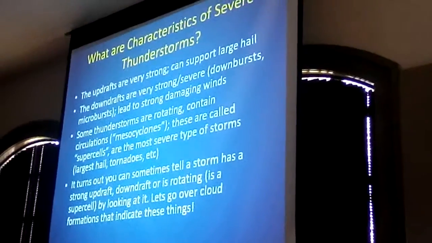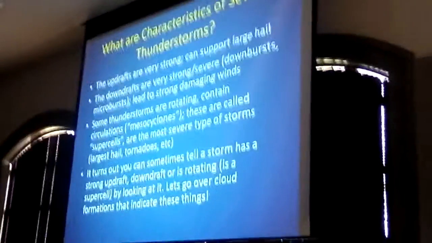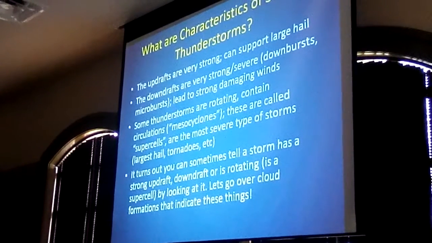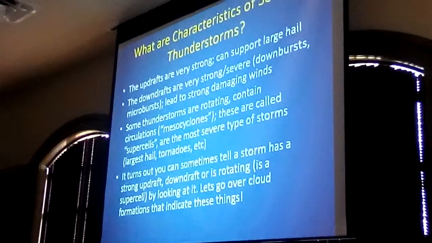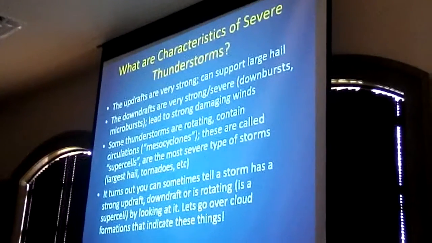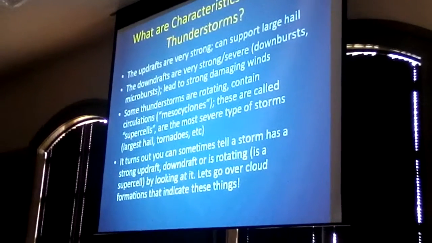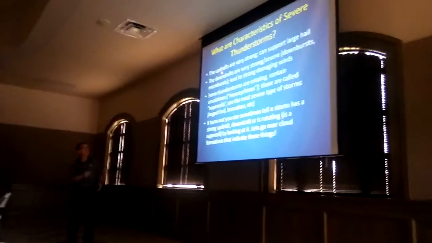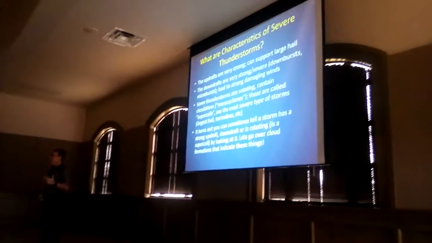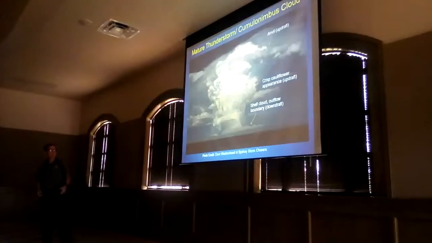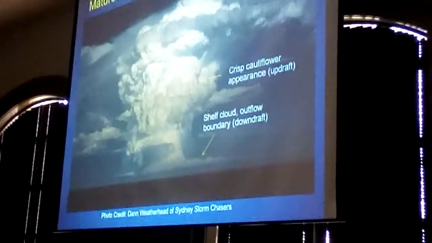So go ahead, Tim. So bottom line is, what's different about severe storms? They tend to have stronger updrafts that can support large hail, stronger downdrafts and outflows that can lead to damaging winds. And then you get a certain type of storm that's called a supercell, where the whole storm is rotating. And it turns out you can tell by looking at the storm if it has some of these characteristics. Okay? So the best thing to do is to show some examples.